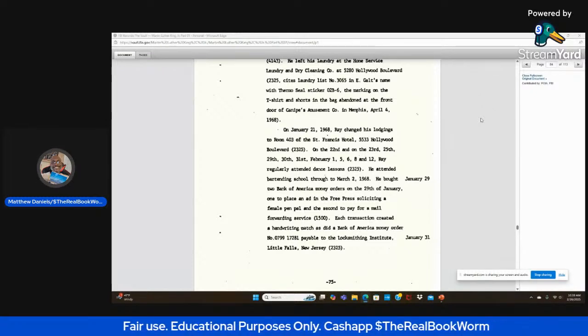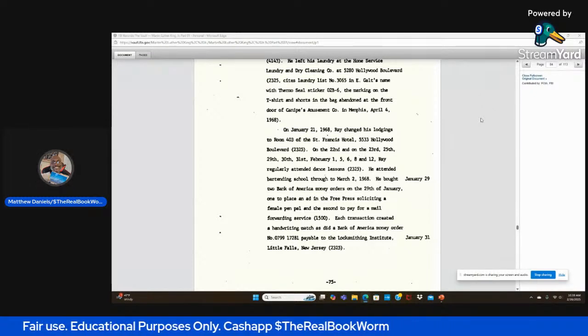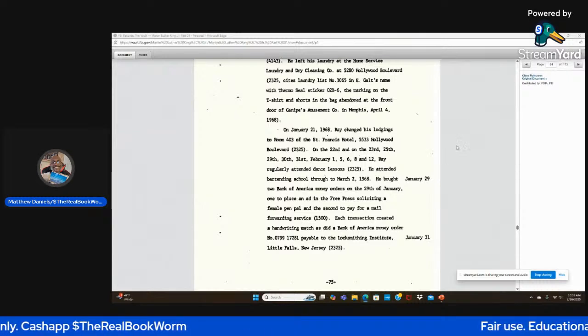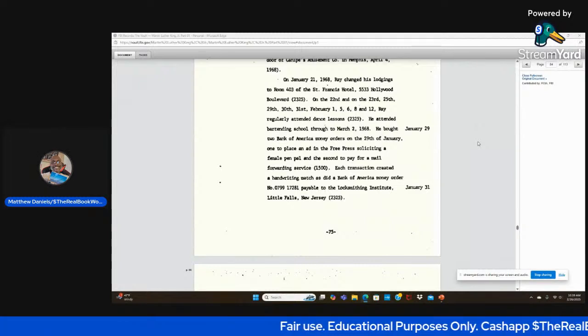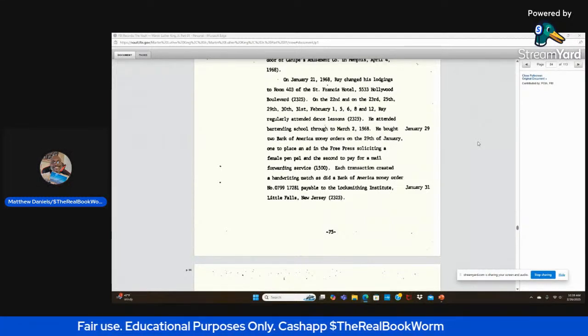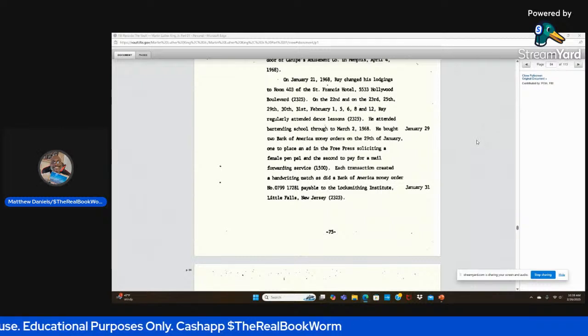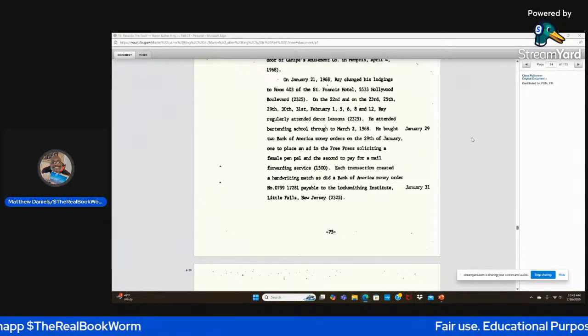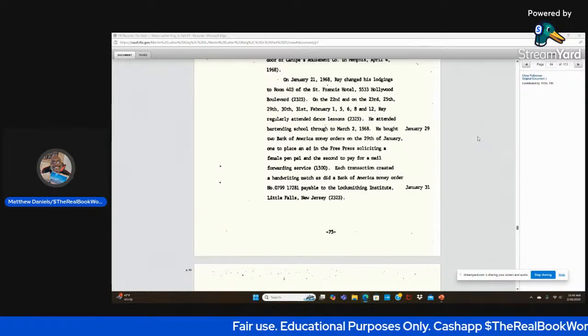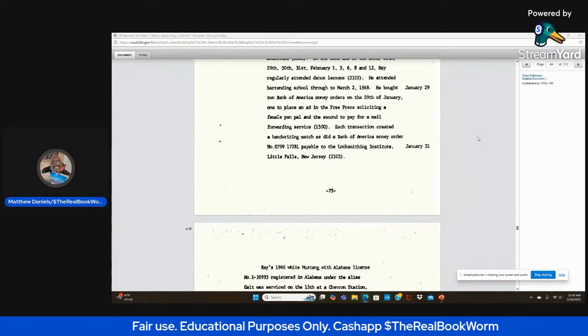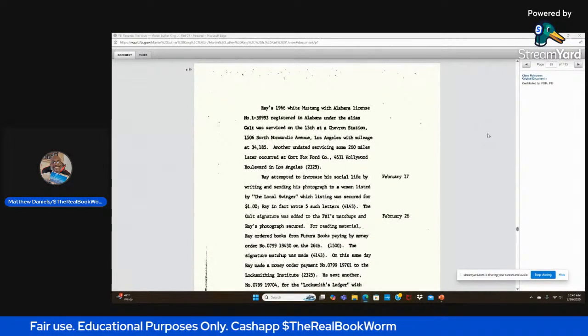He bought 2 Bank of America money orders on the 29th of January, one to place an ad in the Free Press soliciting a female pen pal, and the second to pay for a mail forwarding service. Each transaction created a handwriting match, as did a Bank of America money order payable to the Locksmithing Institute. January 31st, Little Falls, New Jersey. All this while he is on the run.